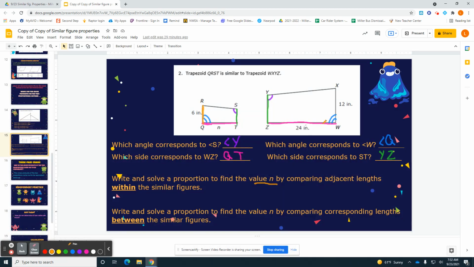So the same thing here. I'm going to use ZW because that's what corresponds with QT where my n is. But I need the corresponding side for RQ, which is XW. So now that I have this, I can set up my proportion, and it says adjacent length, so that means it's within the similar figure. So I'm going to have 6n because it's RQ over QT.